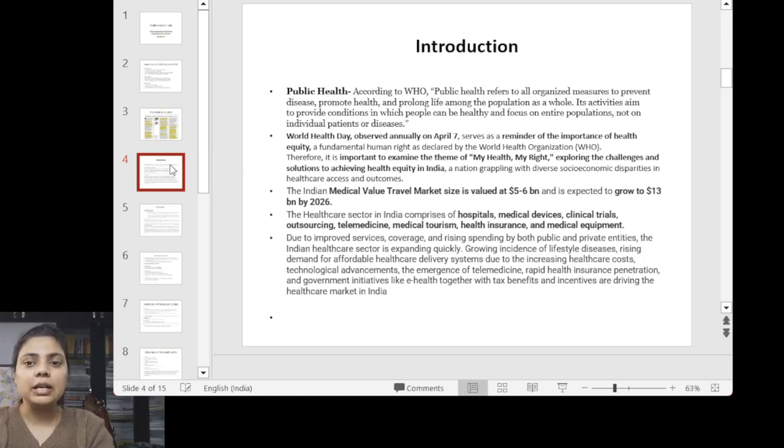So what is the health sector in India? What does it comprise? I have written here, the health sector in India comprises hospital, medical service, clinical trial, outsourcing, telemedicine, medical tourism, health insurance, and medical equipment. So the health sector is not only about hospitals and medical devices, it is also about health insurance, medical tourism, and telemedicine. There is certain more information which I have given here that you can go through, that's not much important. So I'm moving further.